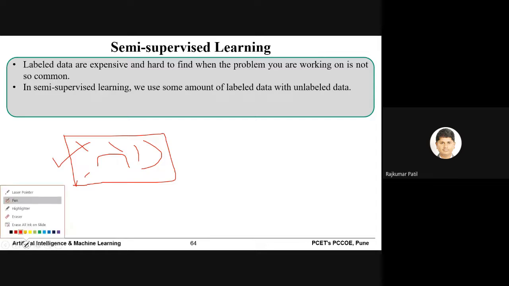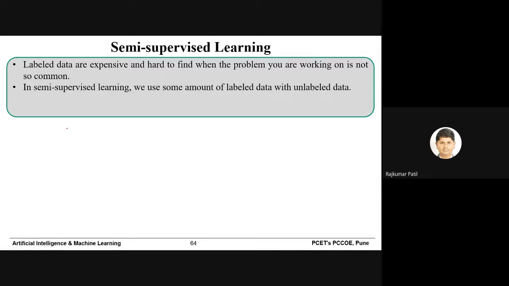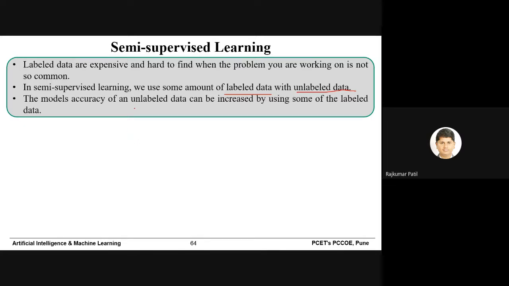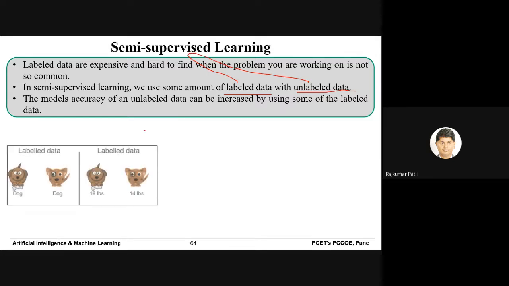So in order to overcome the limitations of both supervised and unsupervised machine learning, it is better to use both labeled data as well as unlabeled data in order to increase the performance of the model. And that's why these models, which use both labeled as well as unlabeled data, are called semi-supervised learning.